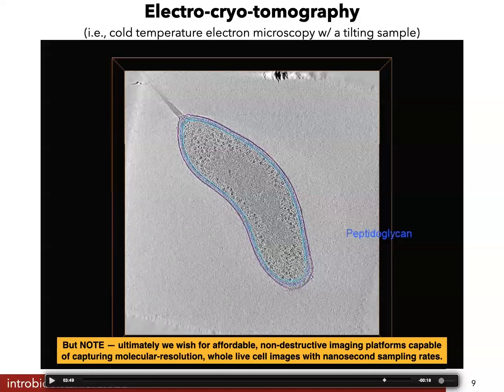Parts of it may be physically impossible to make. You should talk to your physics friends, right? Hey, could you give me a cryo-electron tomographic microscope that's got gigahertz sampling rates and is non-destructive? And they're just going to go, what? But keep asking them. All right. What do I mean by this?